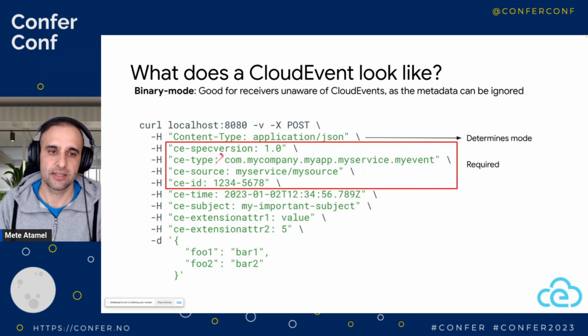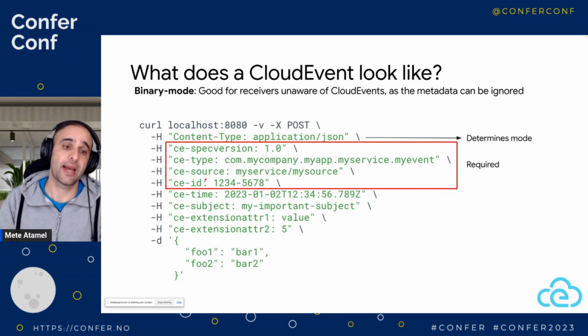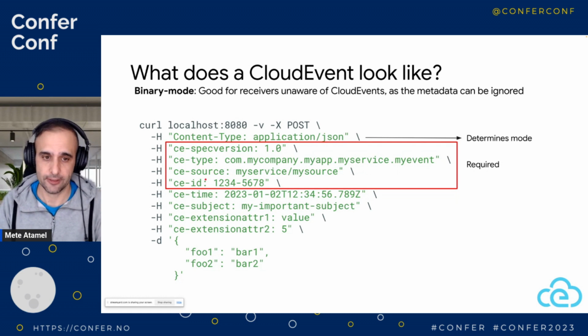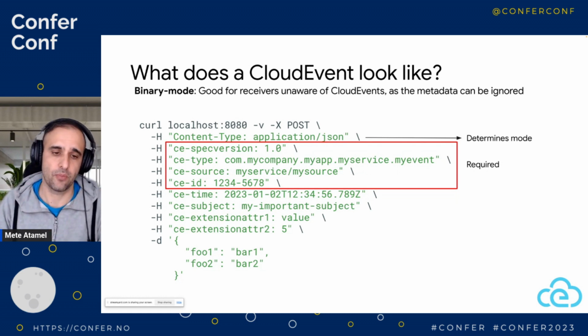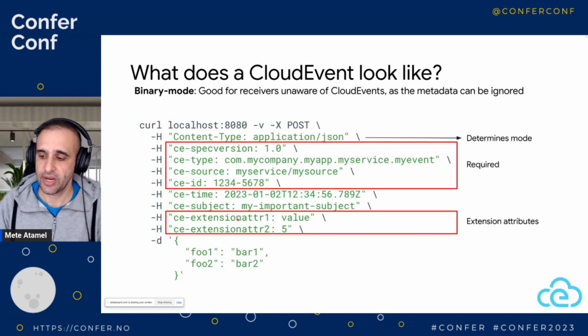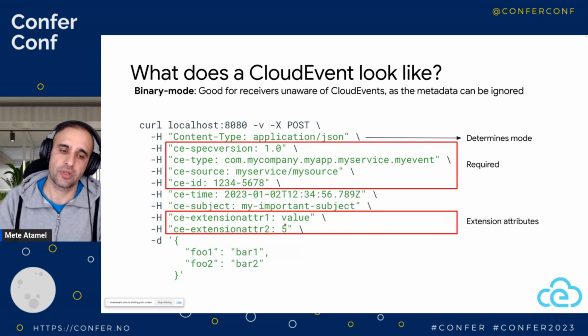The important part is first of all, which spec you're using, because CloudEvents has a few different versions. Then the type of the event, the source of the event, and the unique ID of the event that you have to provide. The rest is optional, but it's good to provide them, like the time and the subject and so on and so forth. Then you have what's called extension attributes. The extension attributes are custom attributes that you can set for your own application. So that's the way you can extend a CloudEvent.